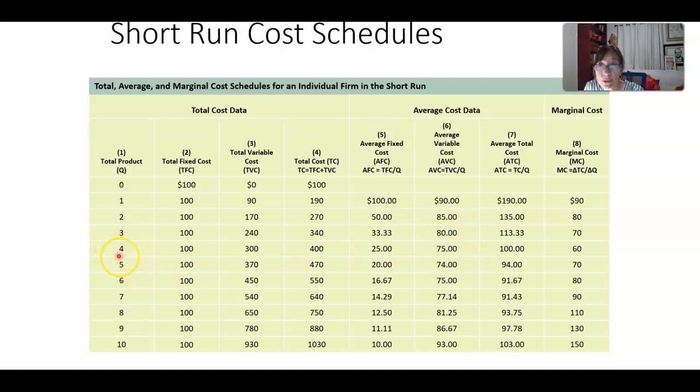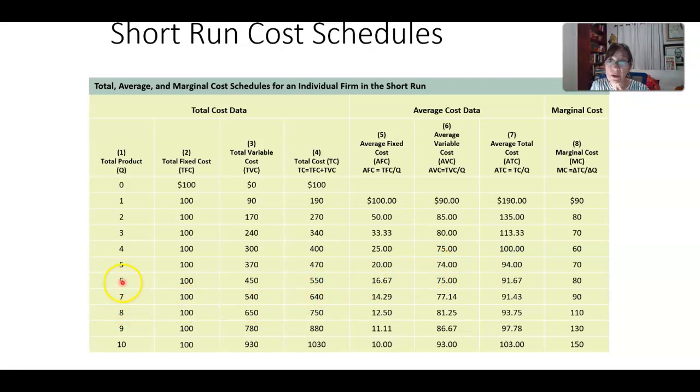If we produce 4 units, our total variable cost is 300. So 300 divided by 4 is going to give us $75 per unit. On average, $75 of average variable cost. If we produce 5 units, our total variable cost is 370. So 370 divided by 5 gives us $74. So note that our average variable cost is decreasing as we produce more units of output.